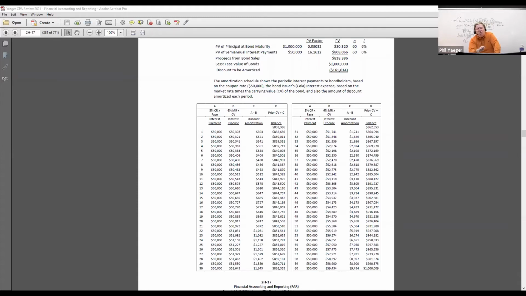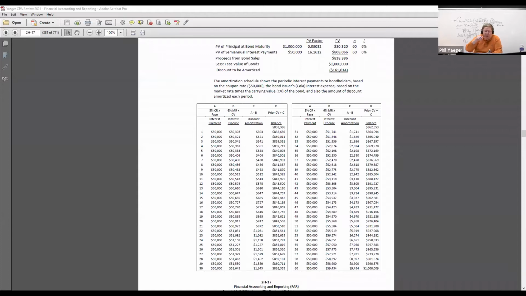But how do you get the interest expense? First of all, we're going to take the yield rate for 6 months. And what is our carrying value of the bonds at the beginning? The 838,386. So we had a cost for the period of 50,303.